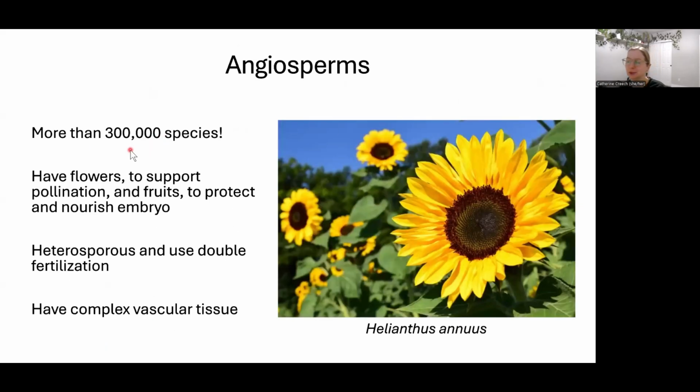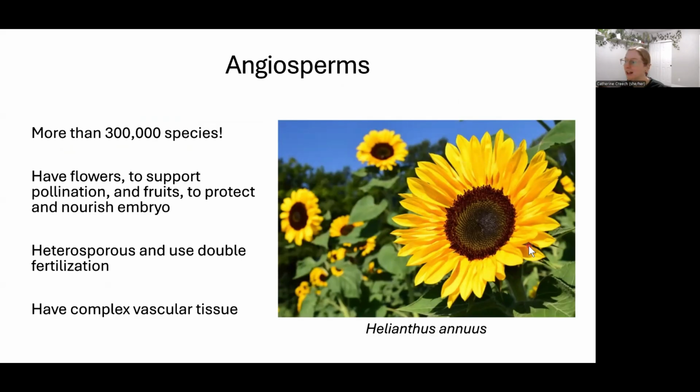So angiosperms are incredibly diverse. There's more than 300,000 species. All of these angiosperms have flowers. The goal of a flower is to promote pollination. Now, this one is big and showy. This is a sunflower called Helianthus. This sunflower is looking like this because it wants to attract pollinators.